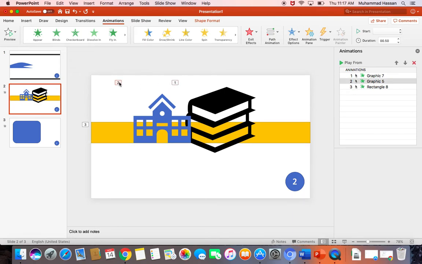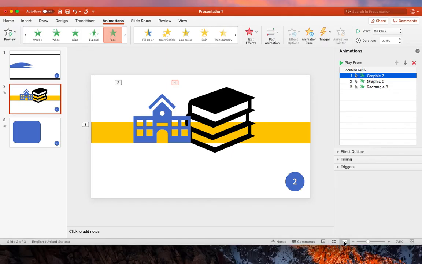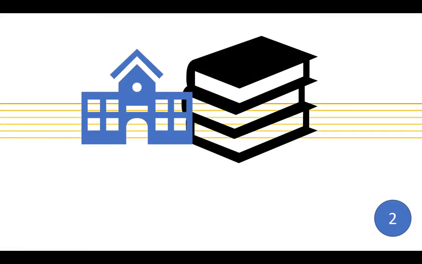How do I know? I can see the numbers, right? So very simply, it did it, or you can change it through here. You see, I selected this, and there's an arrow, so I bring it down, and it suddenly changes to 2. I bring it back up, it's now number 1. Okay. Now when I start the slideshow, nothing appears. The books will appear first, then the building, and the yellow.